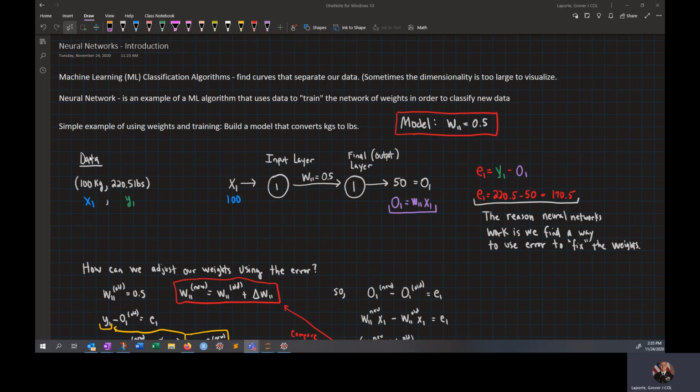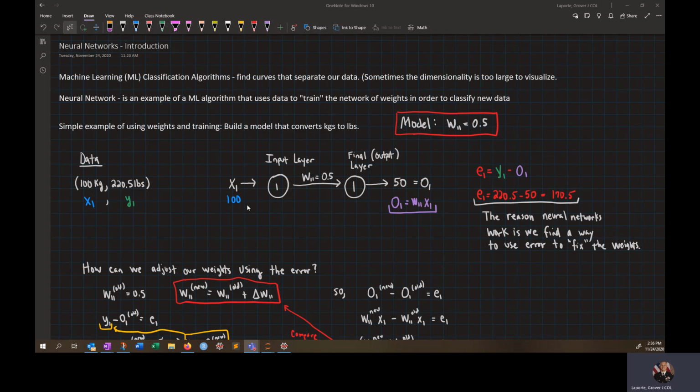Then you come back in and you say, all right, I have one piece of data, and you only need one piece of data in order to train this network. Our one piece of data is that when X1 is equal to 100 kilograms, Y1 is 220 pounds. So X1 is the input into the network, and Y1 is the expected outcome of the network. That's our target, if you will. A lot of times you'll hear people talk about the target, but in this case we're just going to call it Y1.